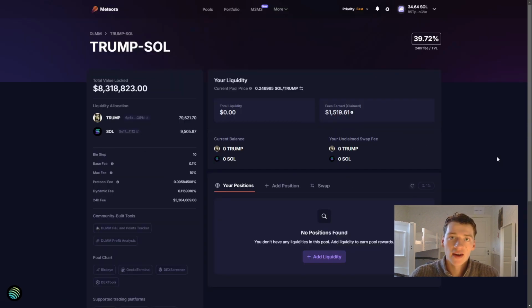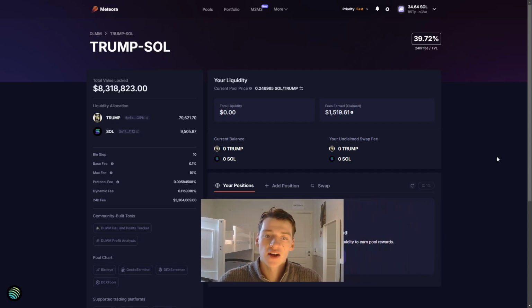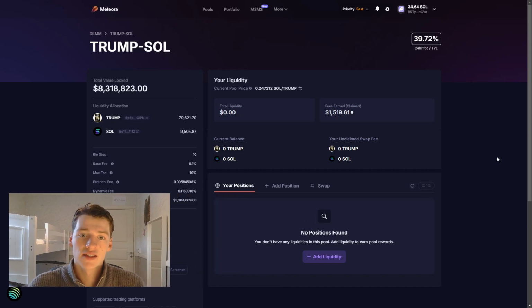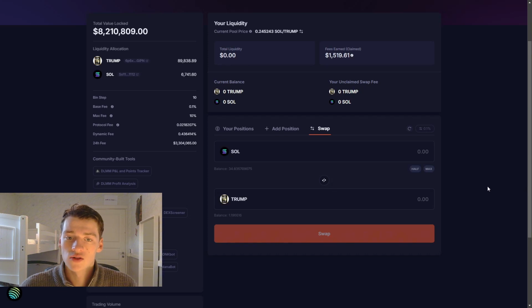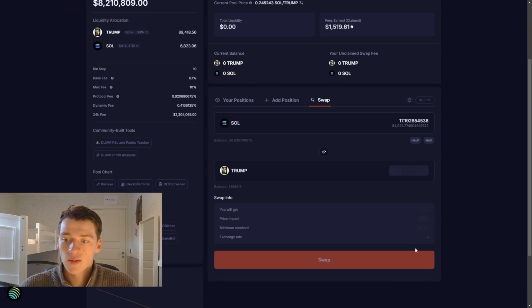So if I want to provide the equal amount of Sol and equal amount of Trump as it is right now, that means I'm going to have to convert half of my 34 Solana into Trump. So I'm going to go into the swap tab, and then I'm going to go to Sol, press half, but then I'm going to take away 0.1, and that's due to the fact that it's always nice to have some Sol, so it covers gas fees and all of those other things. Also, there's a chance that you might get some transaction errors. So anyway, now I'll change it. You see the price is changing.